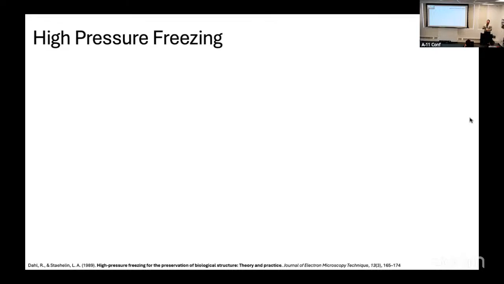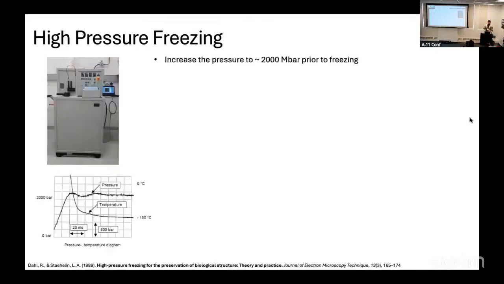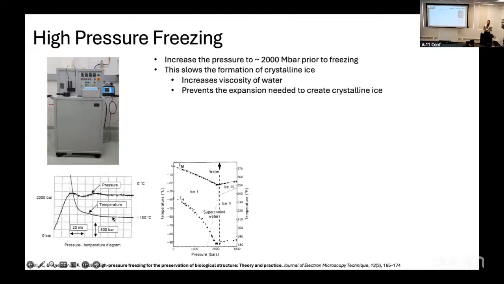So with the sample, I moved on to high pressure freezing. In high pressure freezing, the theory is you increase the pressure to about 2000 bar, not 2000 millibar, 2000 bar, before you freeze. So you increase the pressure and then you freeze. In doing that, it slows the formation of crystalline ice, both because it increases the viscosity of the water and because it prevents the expansion needed to create crystalline ice.